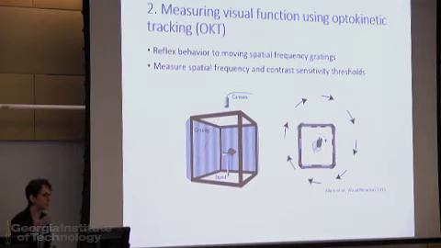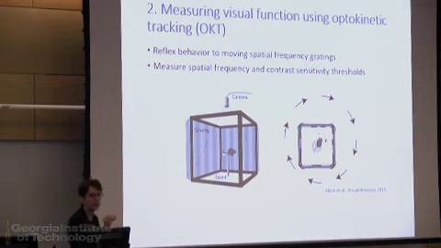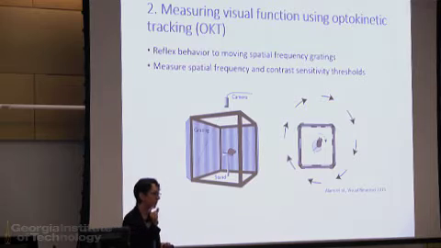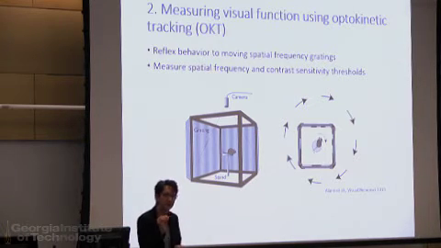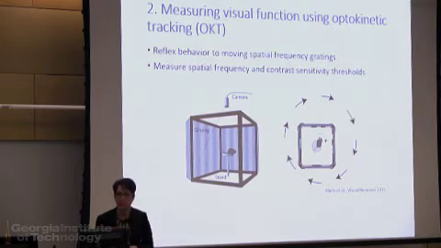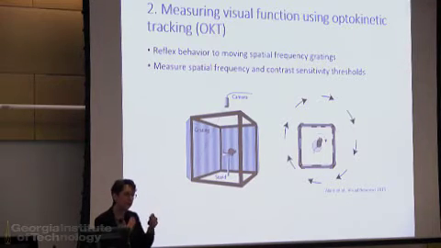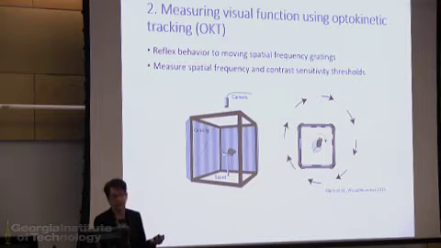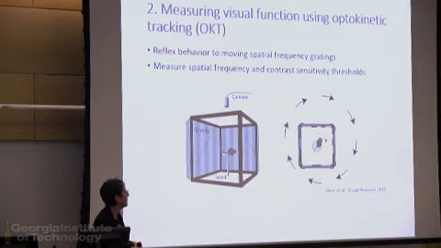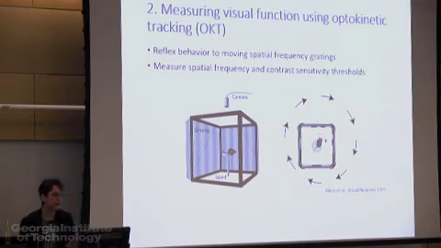And there's a stepwise paradigm where you can find the spatial frequency threshold, the thinnest stripe that they can see, very similar to visual acuity measurements in humans, or contrast sensitivity, graying the stripes until there is gray and you find that threshold. So these are very similar to what we can do clinically.